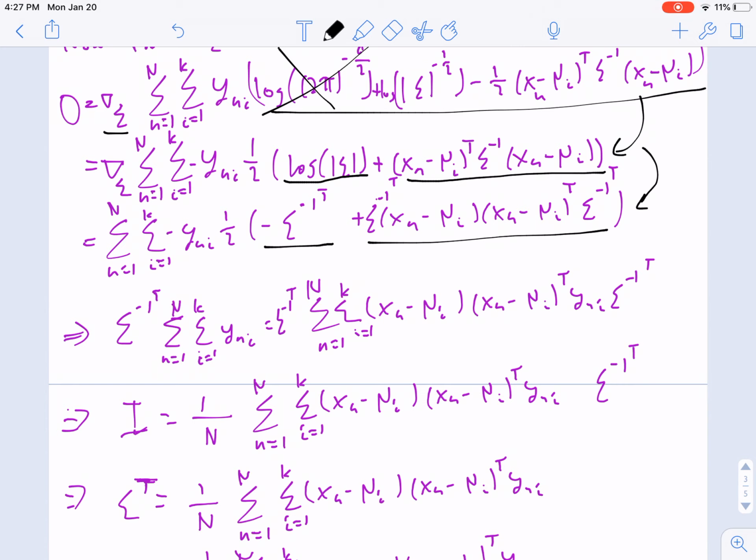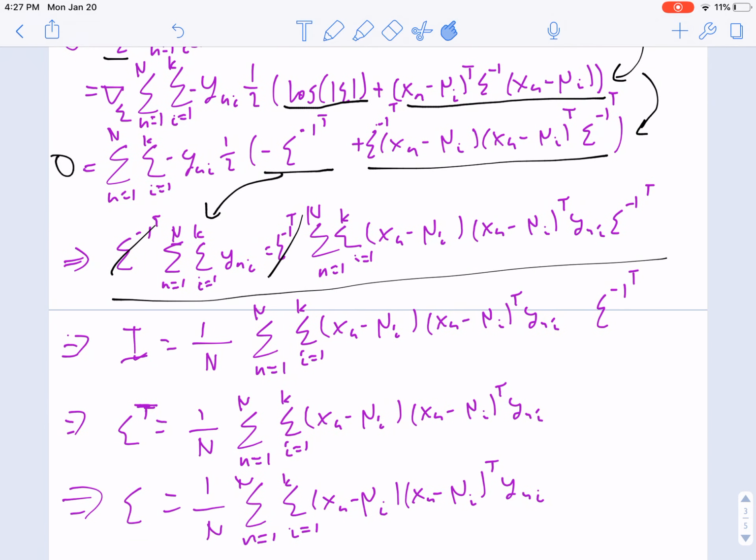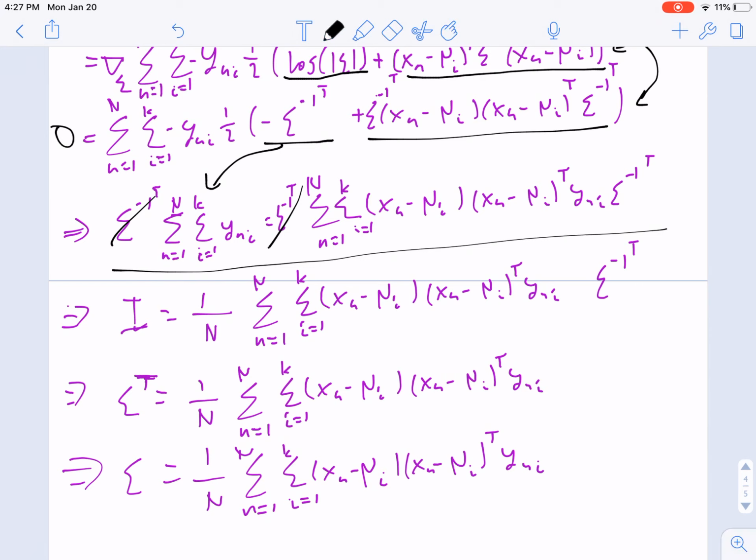So we're going to move this to the left-hand side of the equation, because this is equal to 0. So we just go ahead and add that to both sides. Then we get this right here. We're going to go ahead and get rid of these leading inverse sigma transposes, and that means that we end up having this.